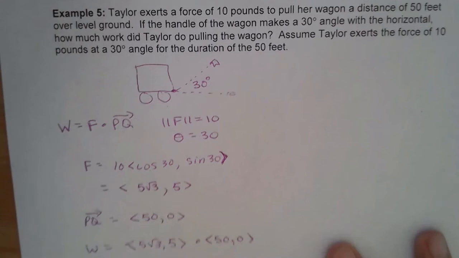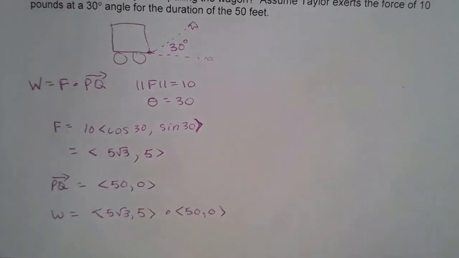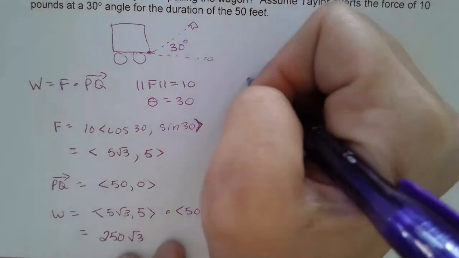When we do this dot product out, we end up getting 250 square root of 3. So it is possible to have the magnitude and theta, but use vectors. We just have to convert them into vectors first. Now, way 2.